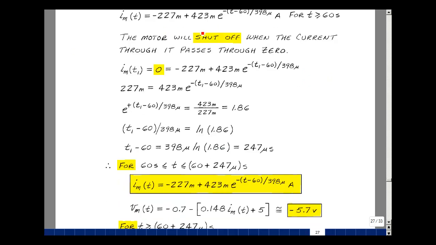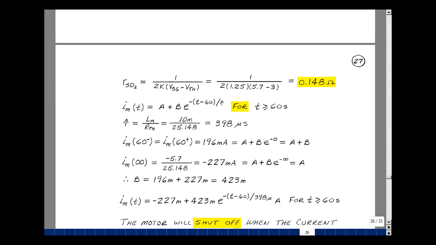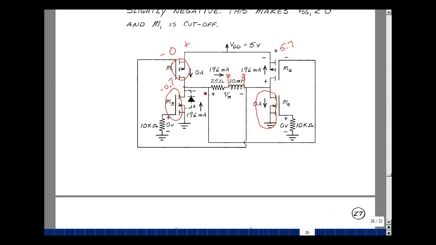This equation will eventually pass through 0, and when it does, the motor will shut off. Let me show you why on the drawing. Previous page. Current is flowing through here. It's decreasing. Eventually it's going to change direction and try to go in the other direction. But if it tries to go in the other direction, it could go through here, it could go through here, but this is cut off and this is cut off, and there's no path for current. The motor will just shut off at that instant in time.